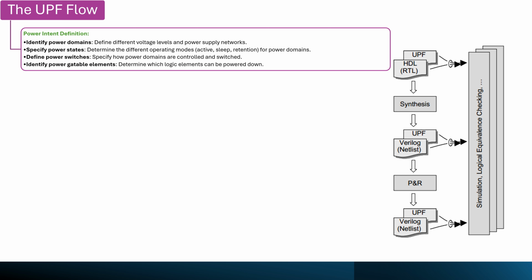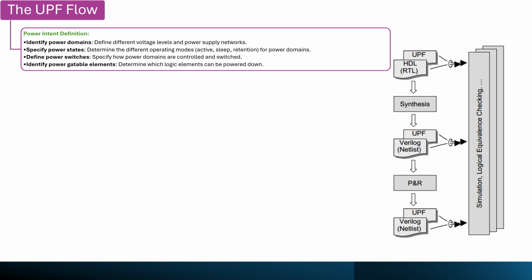Analog circuits could be working at a different supply voltage. And core logic, digital logic circuits, standard cells could be working at different supply voltages, right? Identify the power domains. Then specify the power states, determine different operating modes, for example, at architecture level or system level: active, sleep, retention.